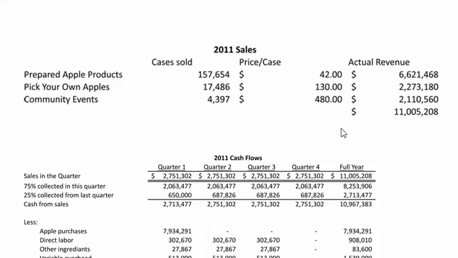The financial information also includes the sales of 2011. So you can see clearly that prepared apple product has 157,654 cases sold, pick your own apples 17,486, and community events 4,397. It also includes the price per case, which is 42 for prepared apple, 130 for pick your own apple, and 480 for community events. So if you multiply these two, you get the actual revenue.